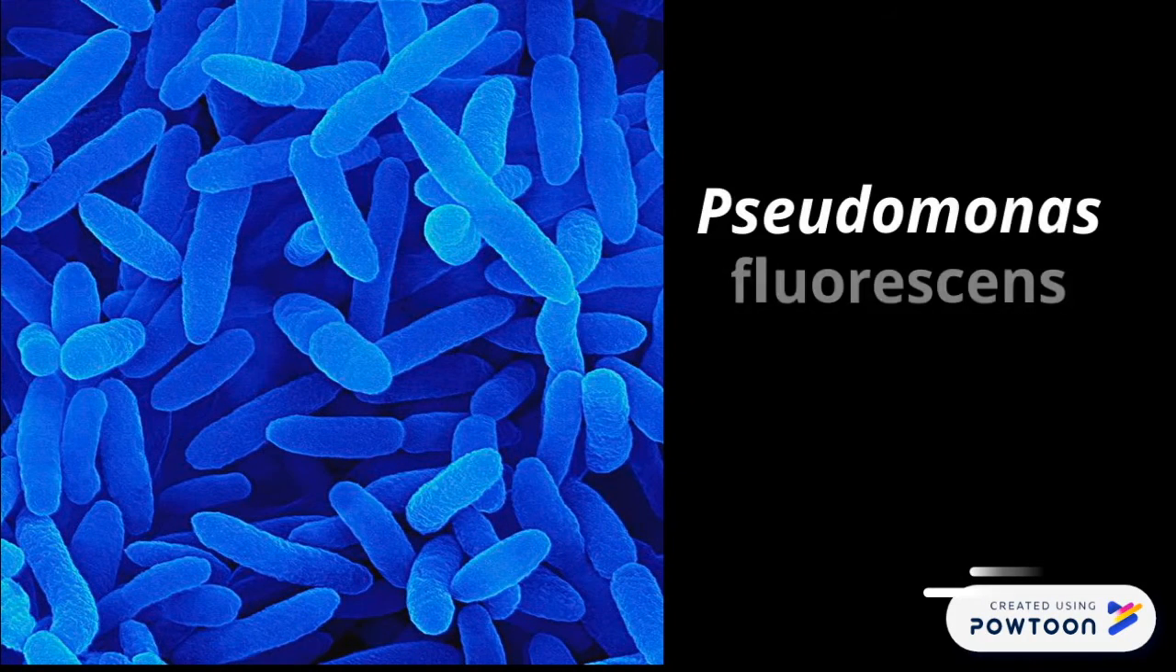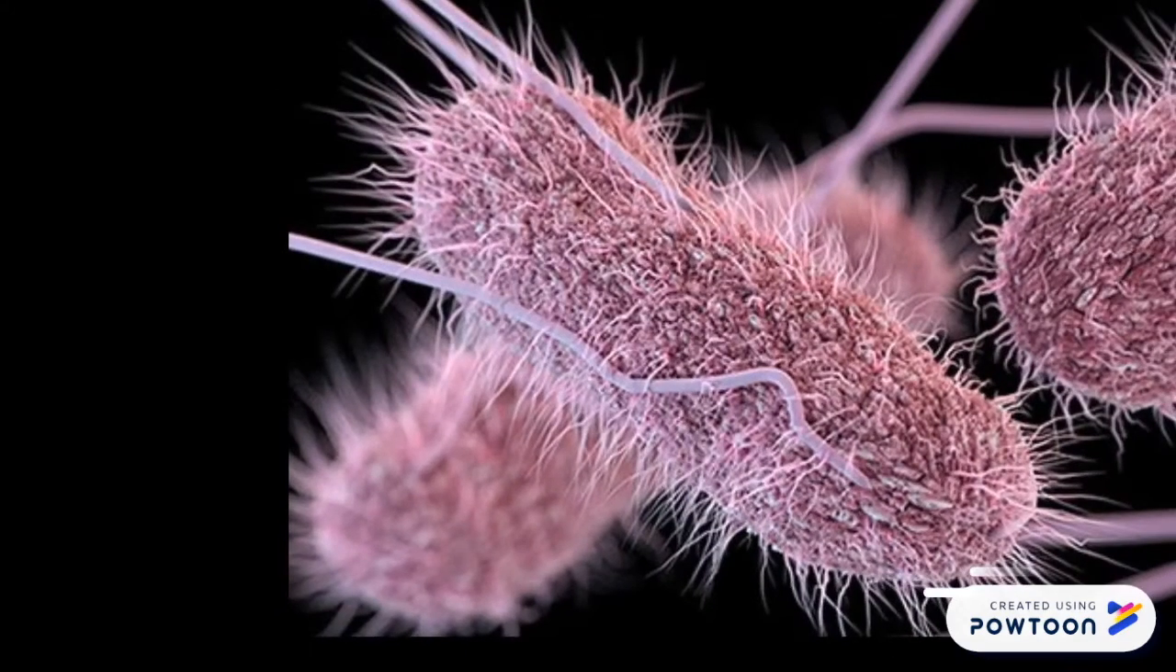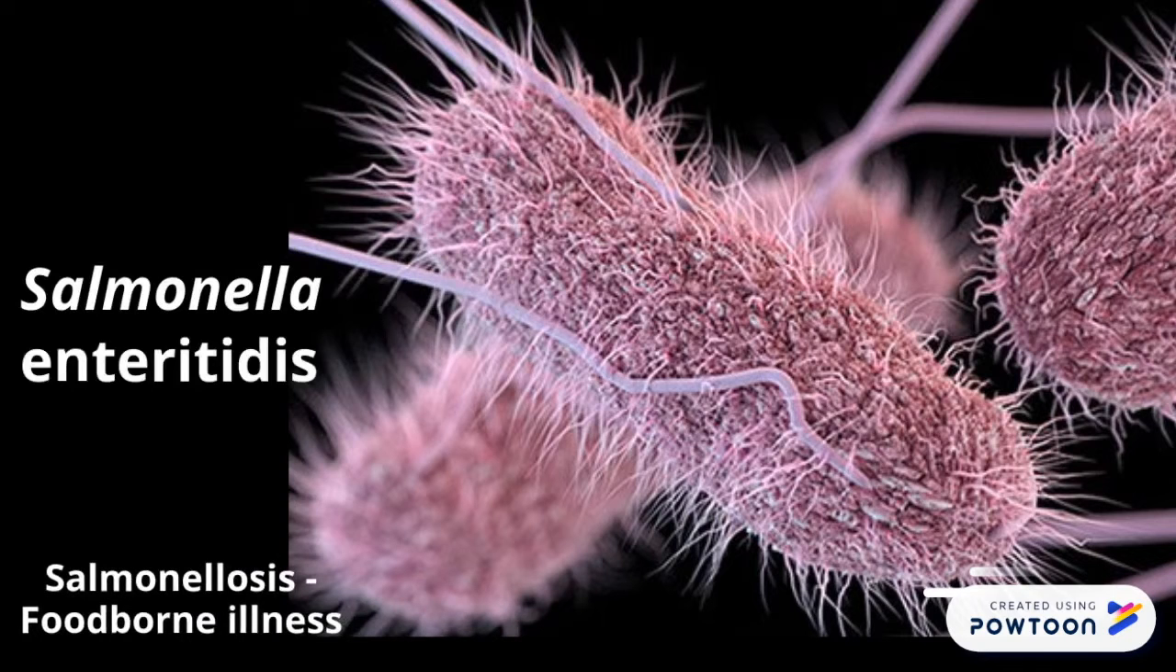Pseudomonas fluorescens and Salmonella enteritidis are both non-sporulating bacteria, and their vegetative cells do not survive the high heat of pasteurization. Hence, pasteurization kills spoilage organisms to increase shelf life and kill pathogens to commercially sterilize shell eggs and prevent foodborne illness.